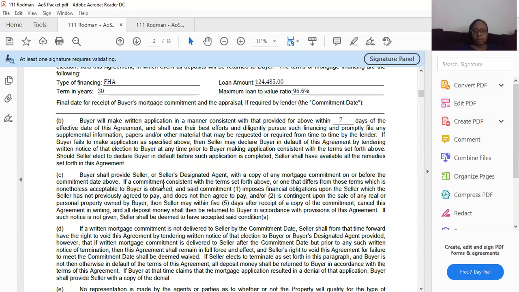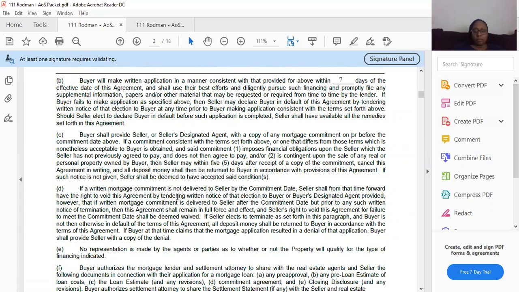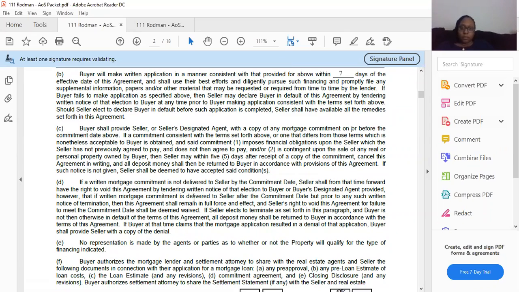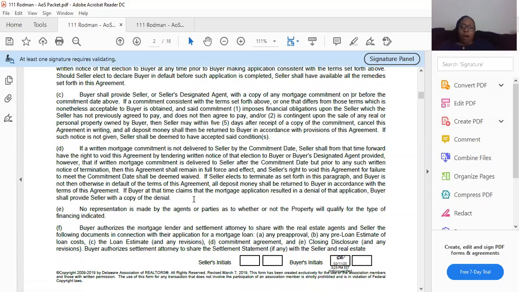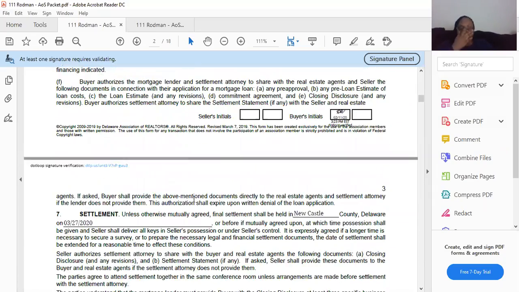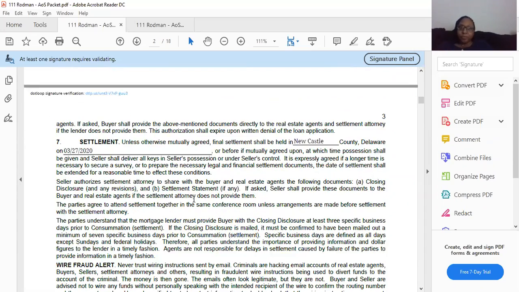But I definitely take the time and read through the entire contract for some of the other sections, because these talk about the ramifications of what happens if you miss a date, if your buyer doesn't do what they're supposed to do, if the seller doesn't do what they're supposed to do. It talks about what can happen from that.